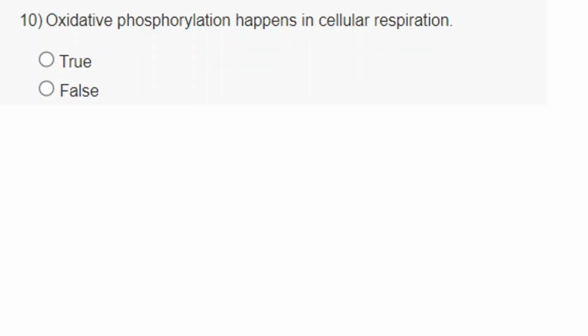Moving on to the next question: oxidative phosphorylation happens in cellular respiration. Anybody? This also we discussed at length in the previous class.